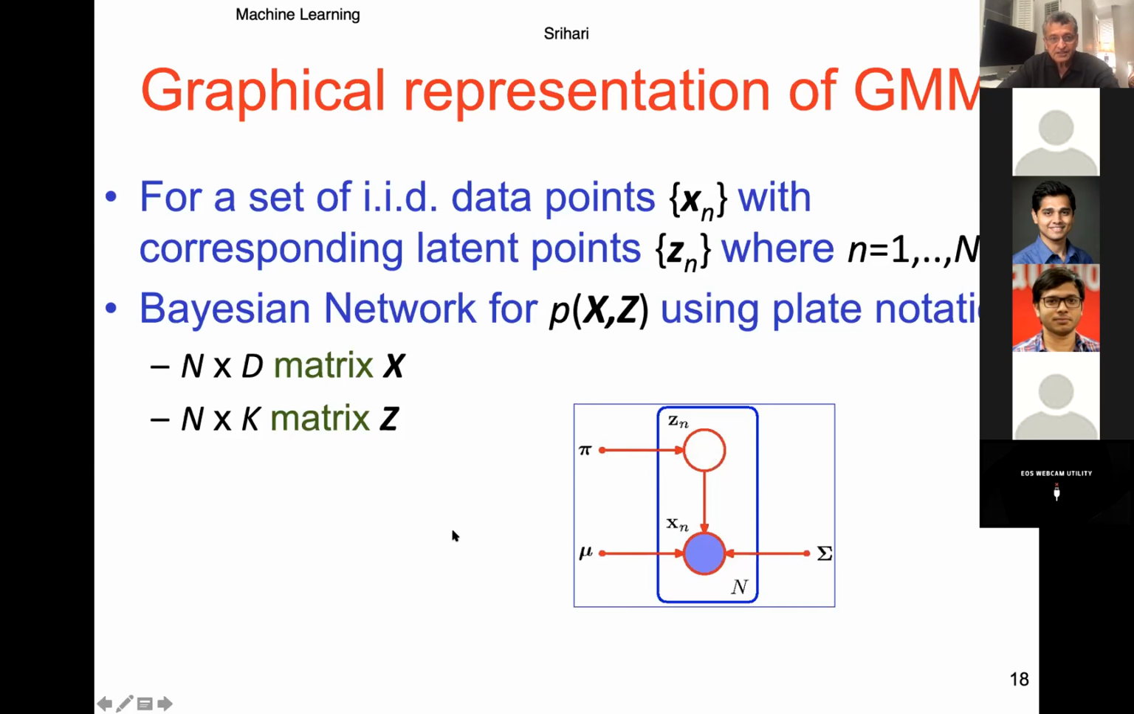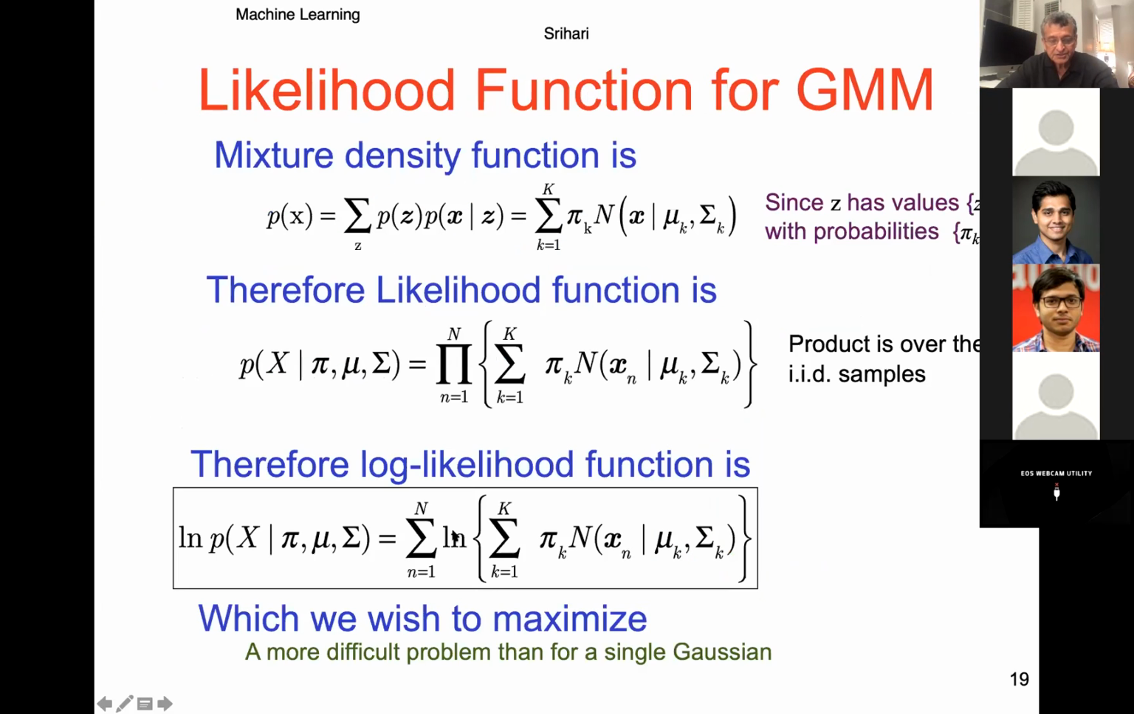Okay, anyway, that's the Gaussian mixture model representation, and we move on from there to talk about the mixture density function, and from there we move on to the likelihood function. Now, if you have any probability distribution, we can multiply independent samples n equal to 1 through N, so that becomes the mixture likelihood function. The log likelihood function is this, and we would like to maximize this. A more difficult problem than for a single Gaussian, of course.